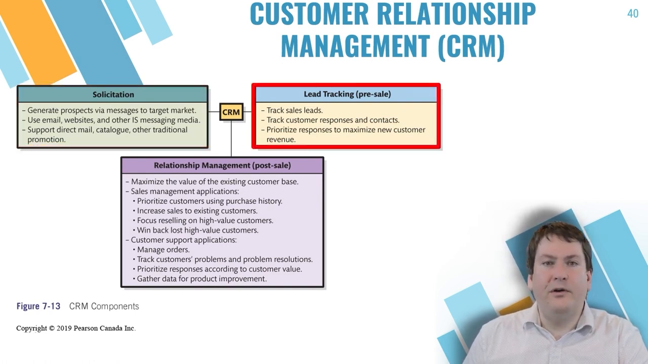Lead tracking components track sales leads and record information about contacts our sales team has had with potential customers. They help sales target their efforts at potential customers that are most likely to produce a sale in the future. Both solicitation and lead tracking tend to be pre-sale activities that happen before a customer has been acquired.